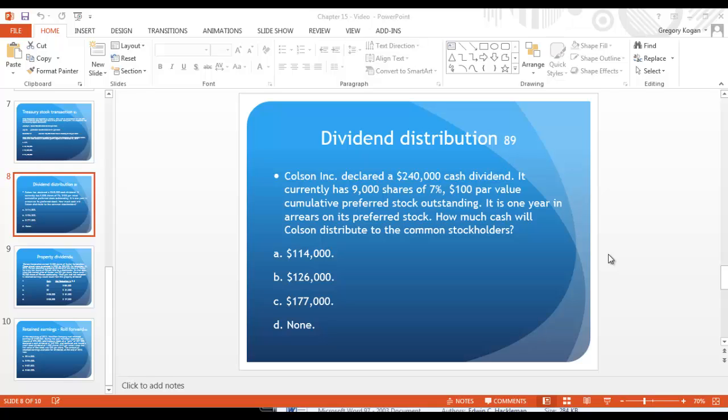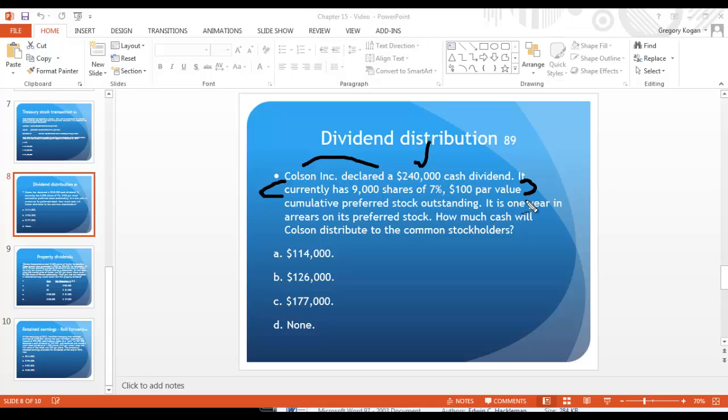Hi, everybody. I want to go over some more items regarding equity and more specifically how to do dividend distribution. So, I wanted to just look at an example. We have a company that took out a 240K cash dividend, and on top of the common that they have here, they also have a preferred stock. And the thing is, preferred has to get paid before common.